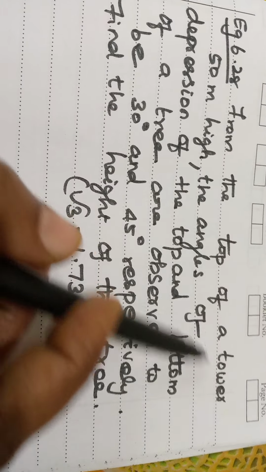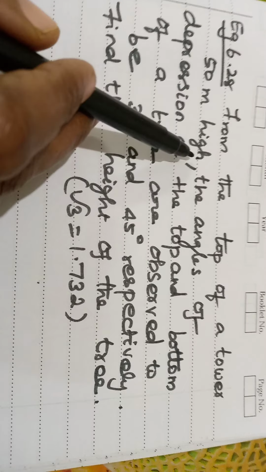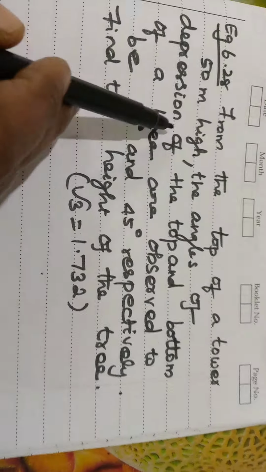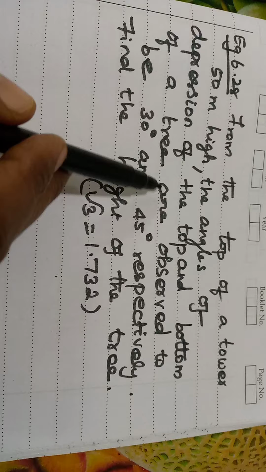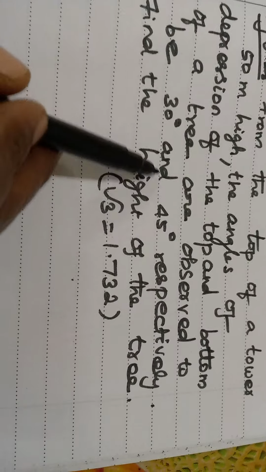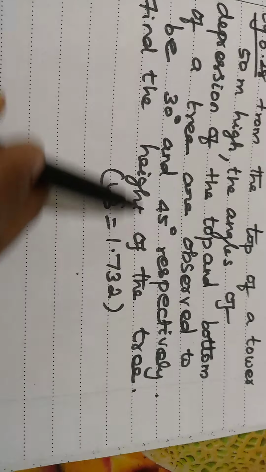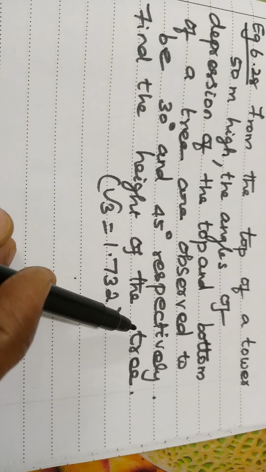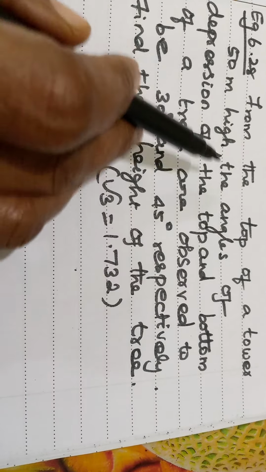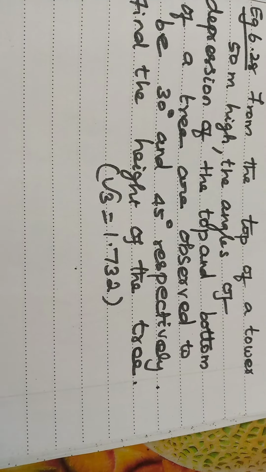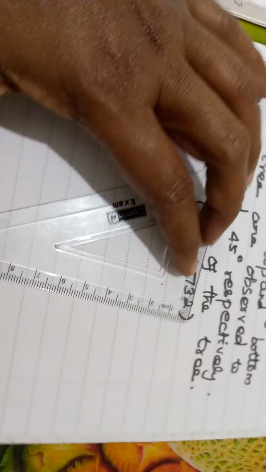Next, let's take the example 6.28. From the top of a tower of 50 meter height, the angle of depression of the top and bottom of a tree are observed to be 30 degree and 45 degree respectively. Find the height of the tree. So this also only angle of depression is given. So let's draw the diagram first.